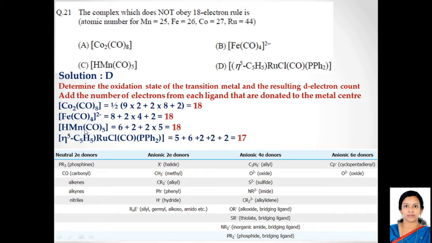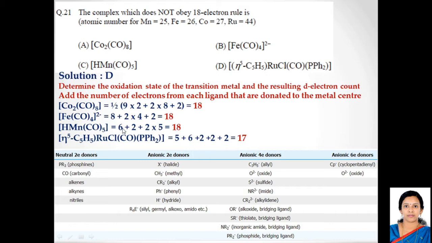Moving on to the manganese complex. In the manganese complex, there is a hydride ligand and carbonyl ligands. The carbonyl ligand is neutral, but the hydride ligand is minus 1, an anionic ligand. That means manganese is in a +1 state. So for manganese, the configuration is 7.